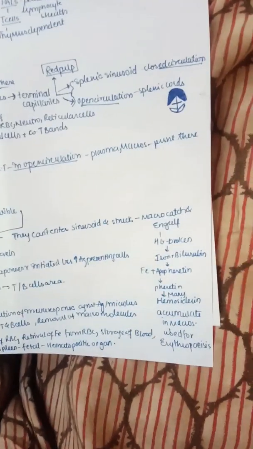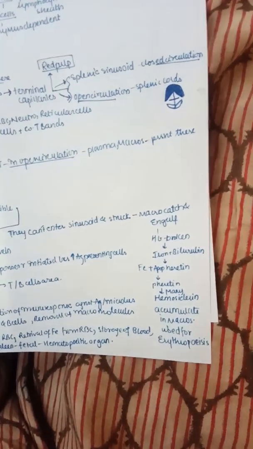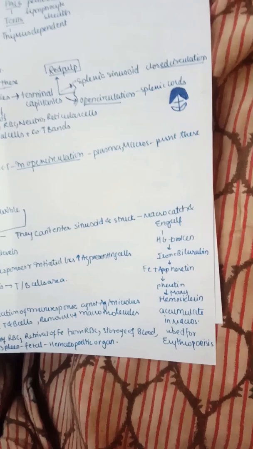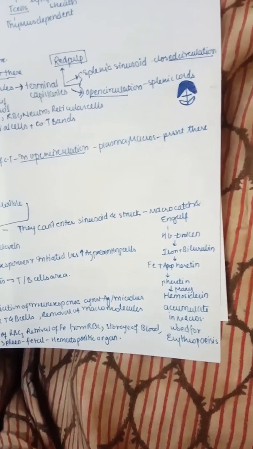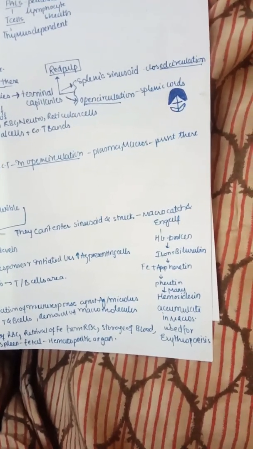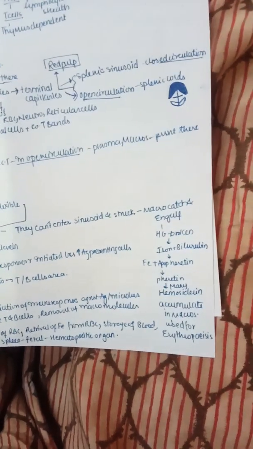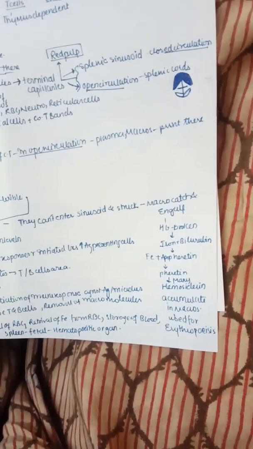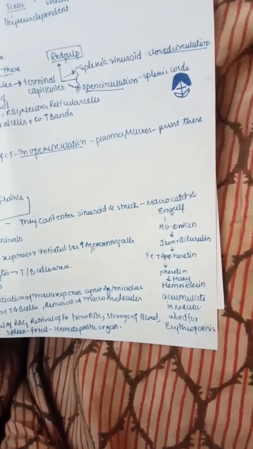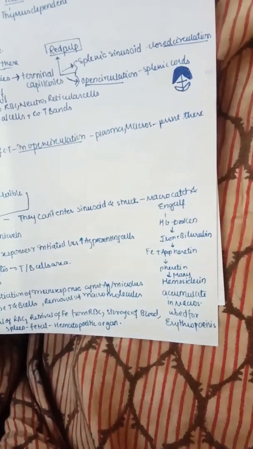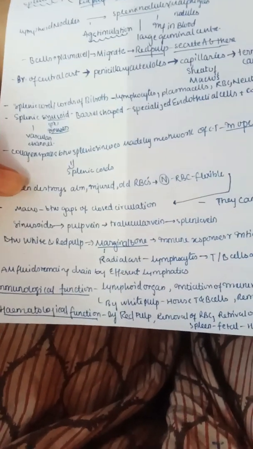So the macrophages catch and engulf them, and the hemoglobin is broken down into iron and bilirubin. The iron is attached to apoferritin and finally ferritin is formed, and all the ferritins together form hemosiderin, and they accumulate in the macrophages and are used for erythropoiesis, that is, forming RBCs again.